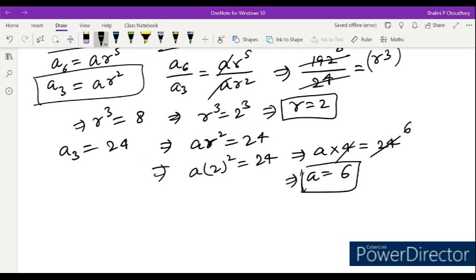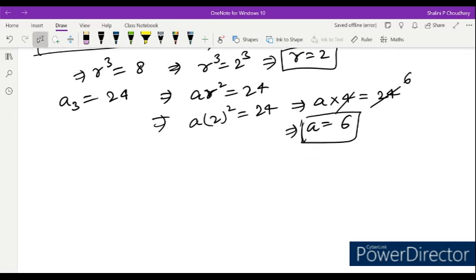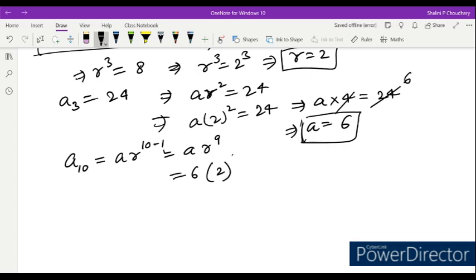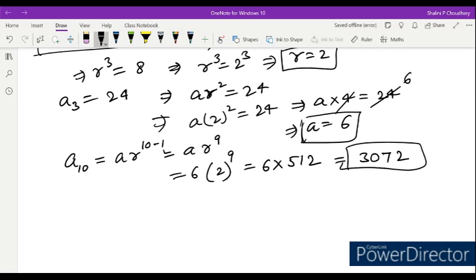Now we have to find out the value of the 10th term, that is a10, so it will be ar^9, since 10 minus 1 is 9. The value of a is 6 and the value of r is 2, so 6 into 2 to the power 9, which is 512, will be 3072. So this will be the value of the 10th term.